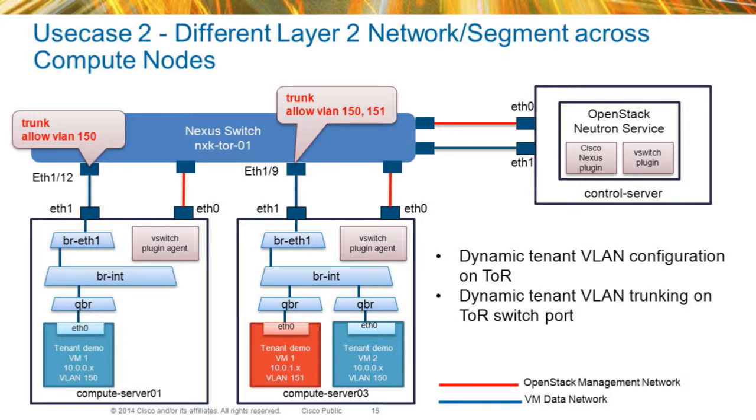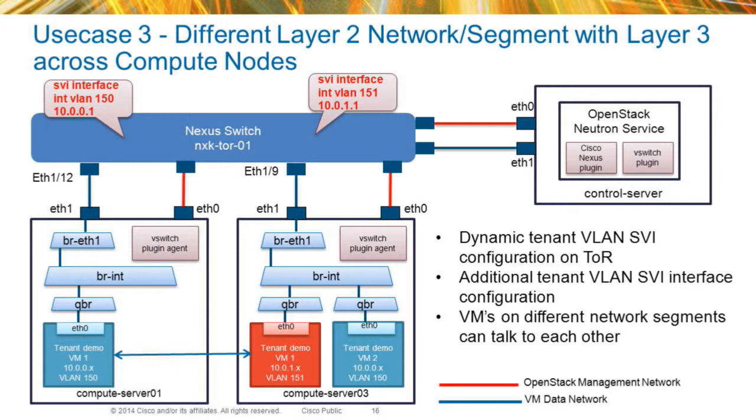Now, the second use case: if I spin up a VM for a different network that has a different segmentation ID, in this case VLAN 151 on compute server 03, the Nexus plugin would dynamically configure the appropriate interface that's connected to that compute host. So in this case, Ethernet 1/9 would be configured with VLAN 151, because that's the network segmentation ID for that network within Neutron.